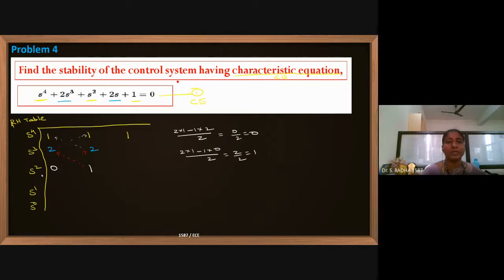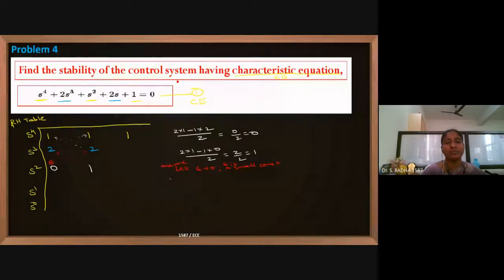So what we will do in the first column, any row having first element 0, you need not worry. Any row whose first element is 0, we will assume that element as epsilon, a small constant. Let epsilon tend to 0. Epsilon is a small constant. Let means assume, we are making an assumption.